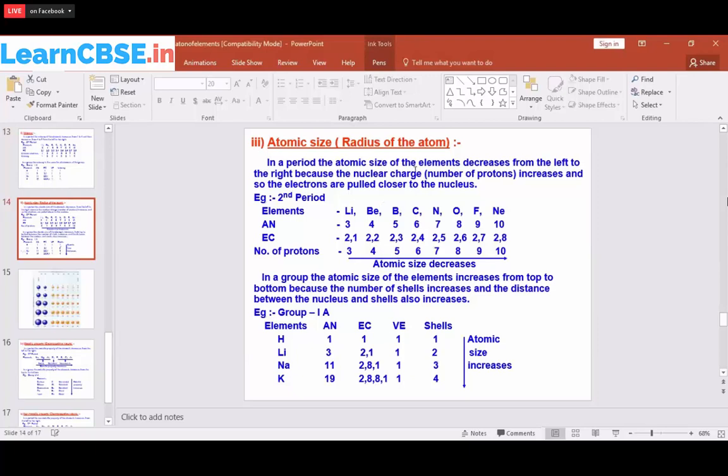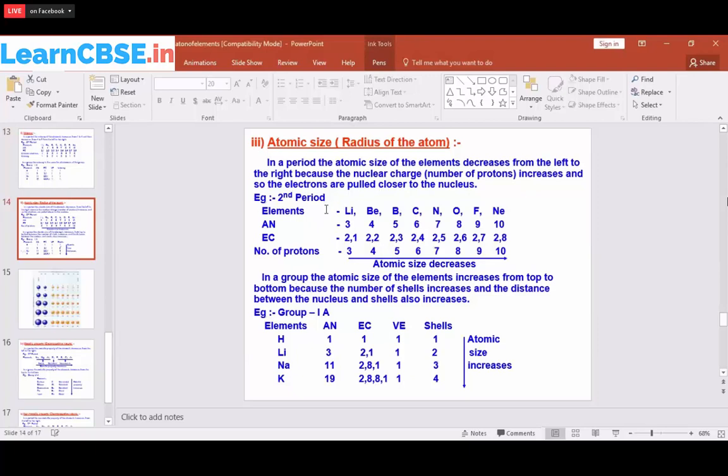So what is meant by nuclear charge? The number of the protons and the neutrons. That will be increasing, but not the number of the shells, because the electrons are added in the same shell. There is no extra shell we are going to add. Whatever incoming electron, we are going to place it in the same shell, and the electrons are pulled closer to the nucleus.